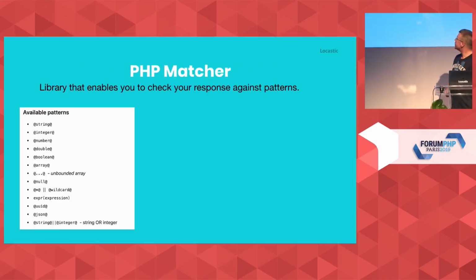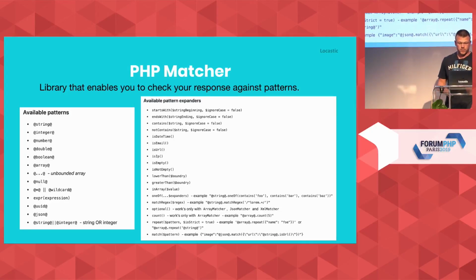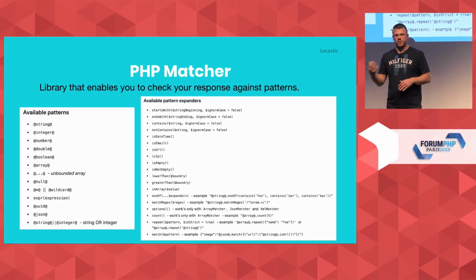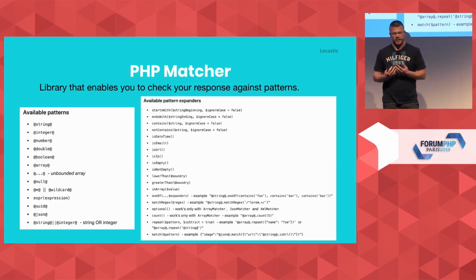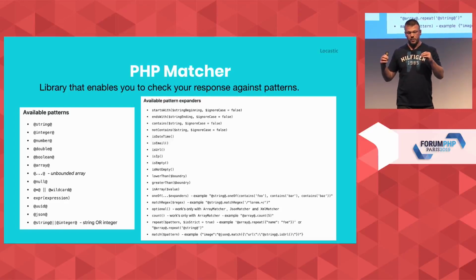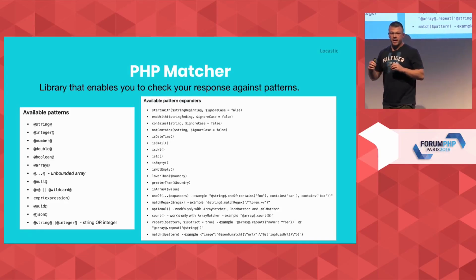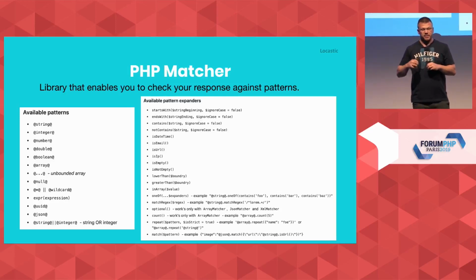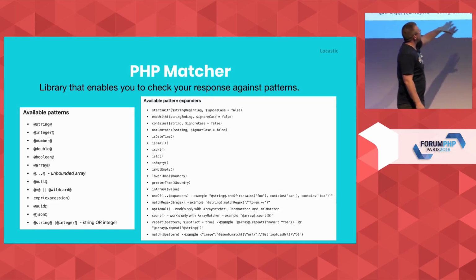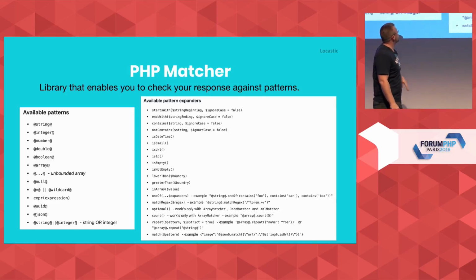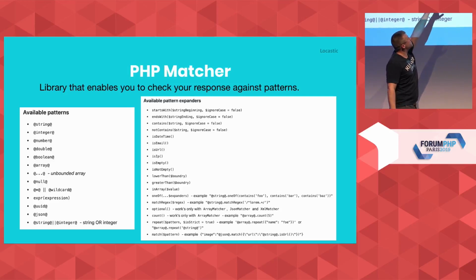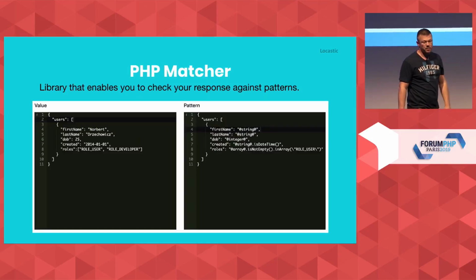PHP Matcher is one that allows you to perform pattern checks against your responses. Usually, if you change the database, you will have different IDs or different strings, depending on the data that you are using. So what we want to achieve is to check the pattern of our response. For example, if the ID is a string, if the IP is really an IP, if some array is really an array. We have a bunch of available patterns, but we also have some available pattern expanders. So we can check if something is a string, and then if that string is an email, or if that string starts with something. Here's an example of how it looks.